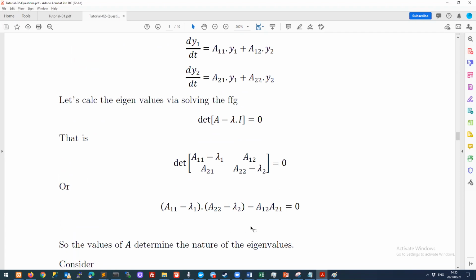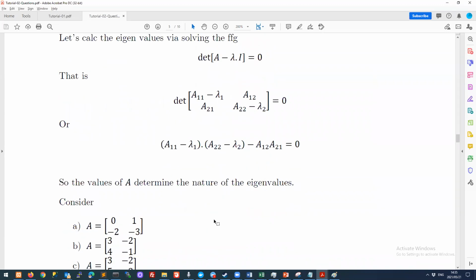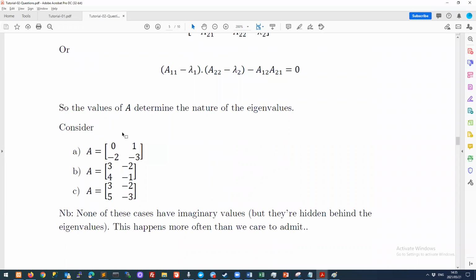And now you see it's no longer so clear what the values of lambda are going to turn out to be. So when you solve this equation for lambda 1 and lambda 2, we can no longer guarantee that those are going to be real numbers. So even though the original problem may look like this, right?